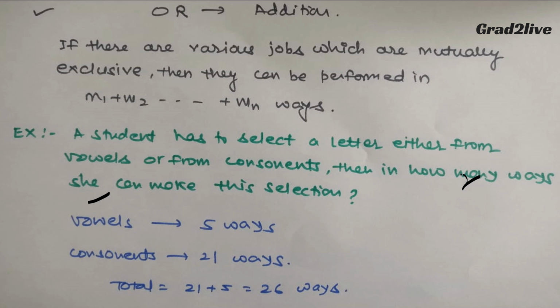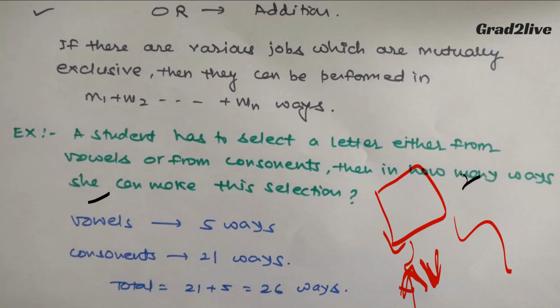A student has to select a letter either from vowels or from consonants. Student has to select a letter. Means the destination is to select a letter inside this box. And a student can select it from either vowels or from consonants. Then in how many ways can she make this selection? So there are two ways of filling this box, right? Either you can fill it with a vowel, or you can fill it with a consonant.